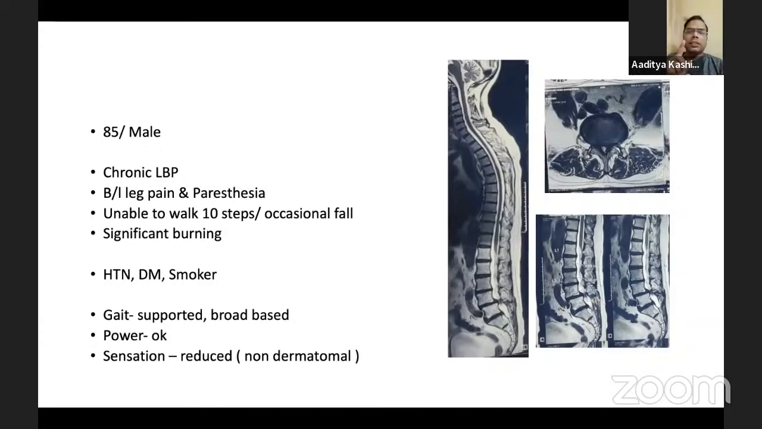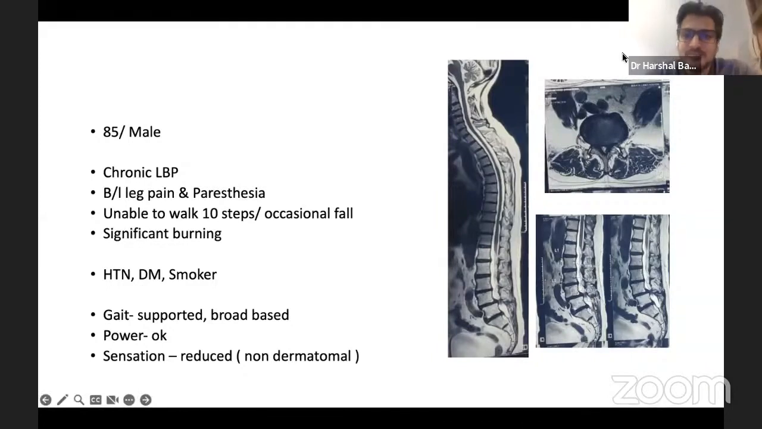One scenario where I won't be doing long segment decompression is if the patient is medically unfit and I have to reduce the surgical time. If I'm clear that the symptomatic level is only one level, L4-5, then maybe I'll just do it as quickly as possible, decompress L4-5 and come out. Point well taken.